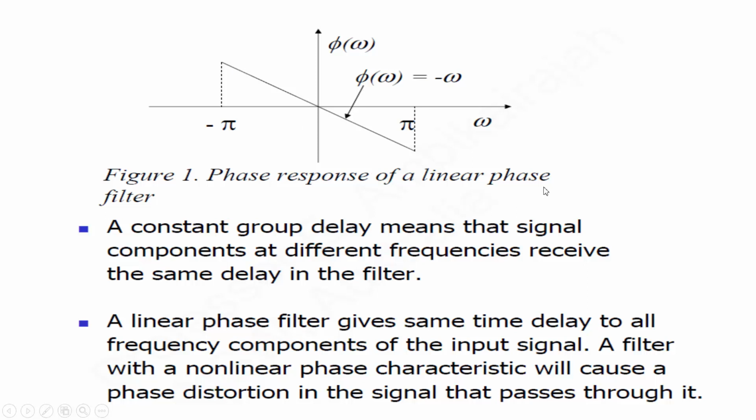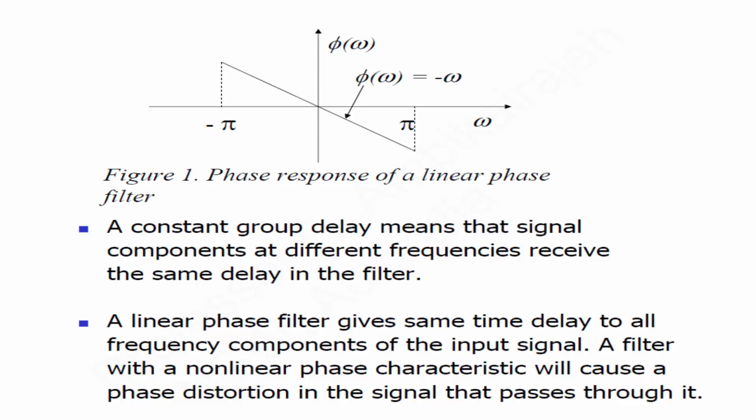Phase response of a linear phase filter. A constant group delay means that the signal components at different frequencies receive the same delay in the filter. We have already discussed it. A linear phase filter gives the same delay to all frequency components of the signal. A filter with non-linear phase characteristics will cause a phase distortion in the signal that passes through it, because different frequencies will get different delays.